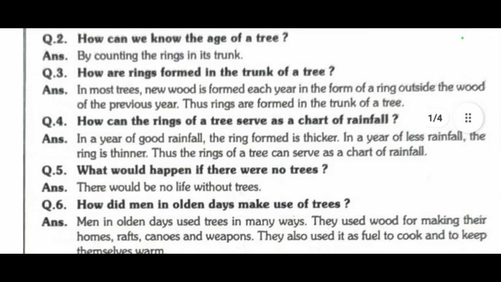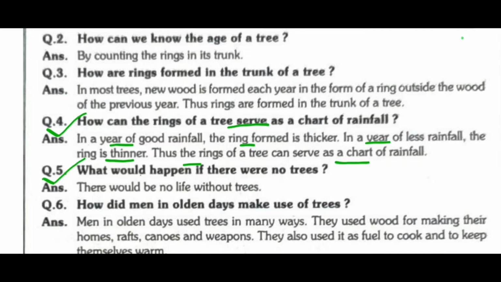Then next question is, how can the rings of a tree serve as a chart of rainfall? In a year of good rainfall, the ring formed is thicker. In a year of less rainfall, the ring is thinner. Thus, the rings of a tree can serve as a chart of rainfall.